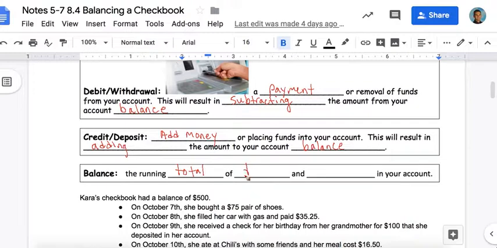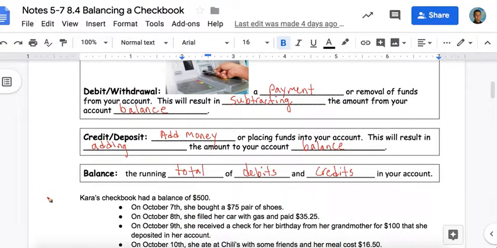of debits and credits in your account. So this is all the money you've earned or all the purchases that you've made.